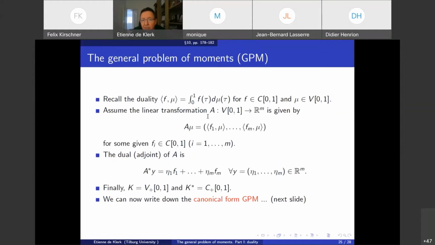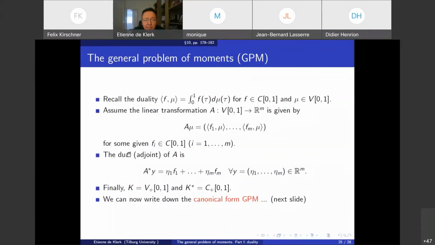We have a linear transformation. So for our standard form conic linear optimization problem, A maps the space that we're working with in the primal to R^m. We can assume that this is given in terms of some given functions f1, so that the measure mu is mapped by A to this collection of components, the duality of f1 with mu up to the duality of fm with mu, which is of course just the integral of f1 with respect to mu, up to the integral of fm with respect to mu. Now these f_i are just given data. These are given continuous functions on [0,1].